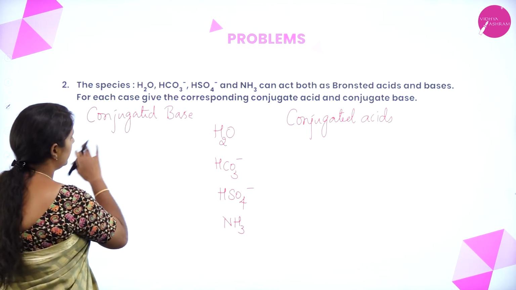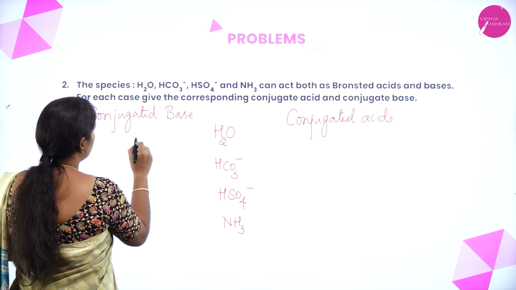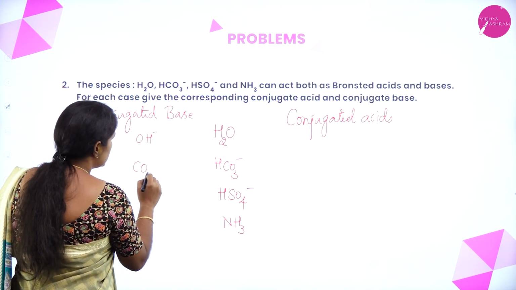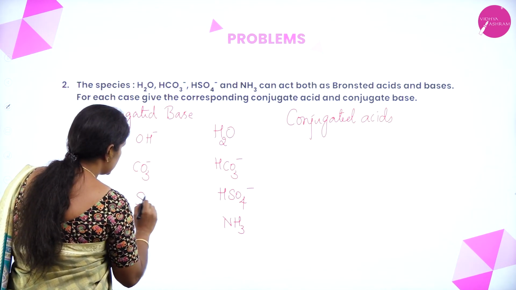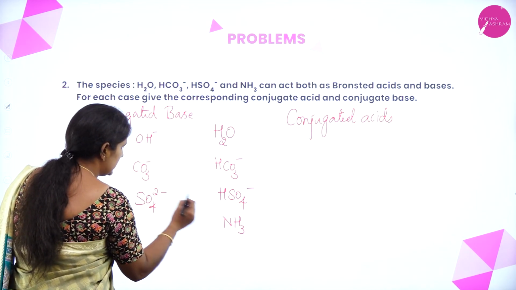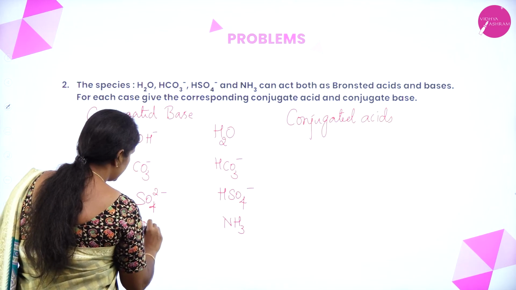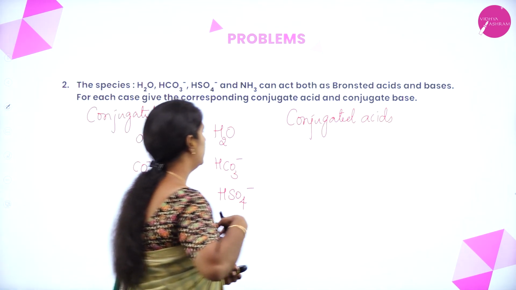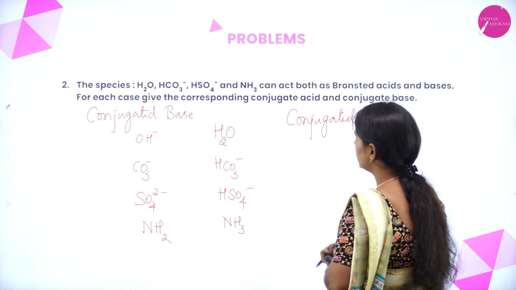After losing one proton, the water molecule will become OH minus. Similarly, HCO3 minus becomes CO3 2 minus, HSO4 minus becomes SO4 2 minus, and ammonia becomes NH2 minus. Now I'll write the conjugate acids.